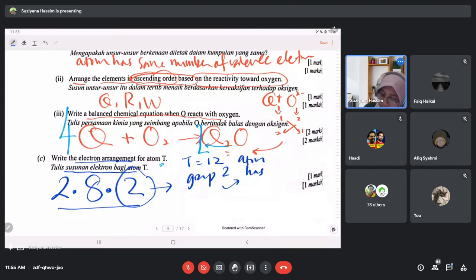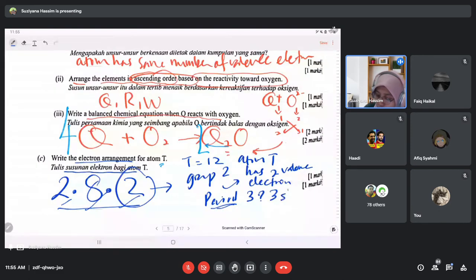Atom T has 2 valence electron. 2 valence electron. Period. Not period pain. Period. 1, 2, 3. Period 3. Why? 3 shells. 3 petala diisi elektron.